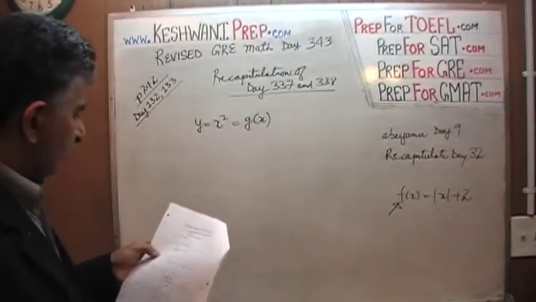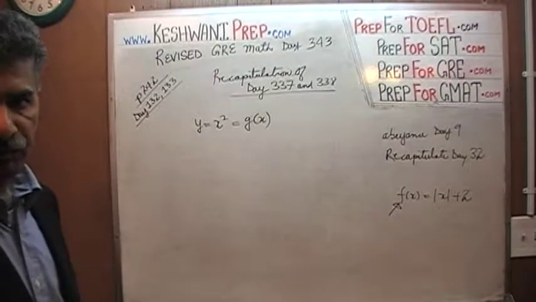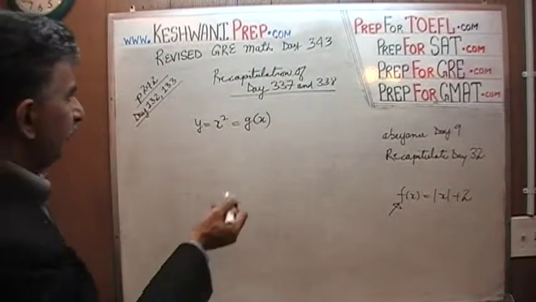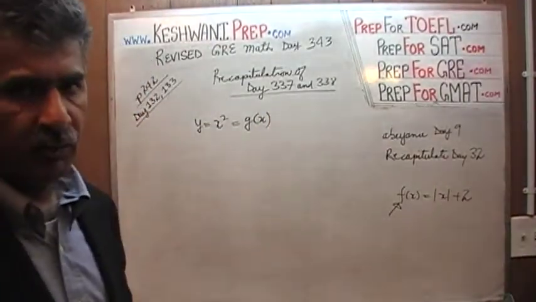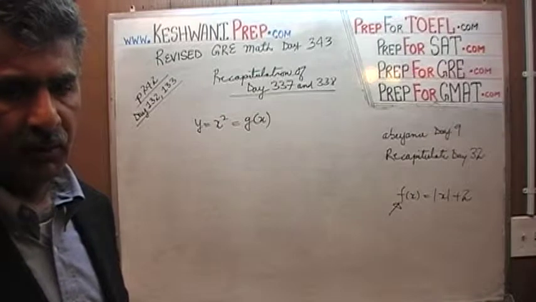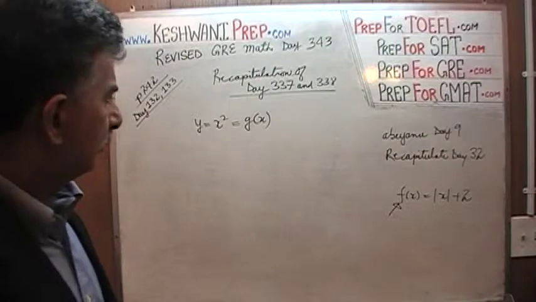So this is our g of x here, and we are told that this is equal to y is equal to x squared. What is the shape of this thing? Do you know? Of course you know, because we learned it on day number 337, 338. If you have not watched these videos, pause this video right now, go back and watch 337, 338 before you continue, because I'm not going to go into too much detail.